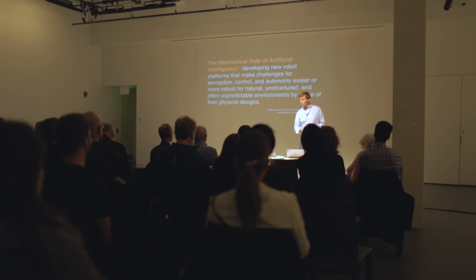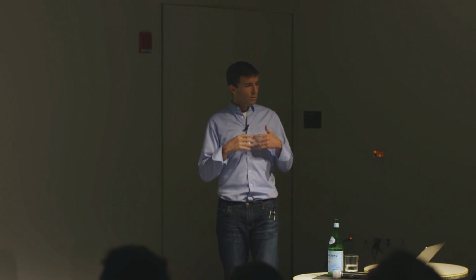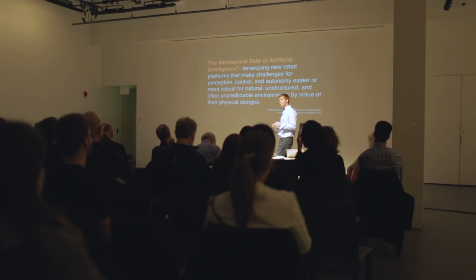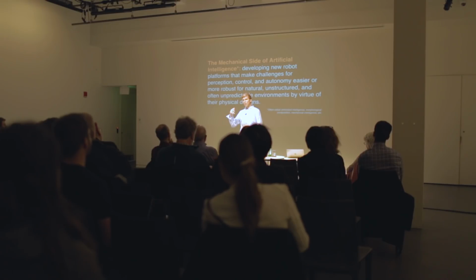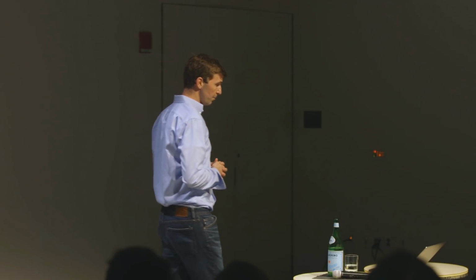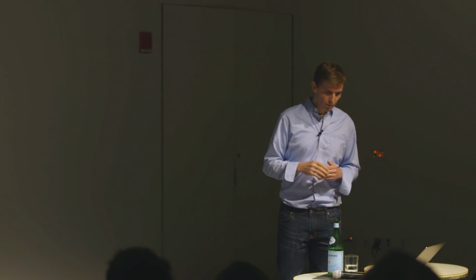So in my lab, we do the other side of this, which again, we call the mechanical side of artificial intelligence. To contrast, this is developing new technologies, new robot platforms specifically, which make these questions of perception, autonomy, and control easier by virtue of their mechanical design, their material systems, their manufacturing strategies, et cetera. So we're really thinking about, let's build new robots that can make these higher order AI concepts easier. And so how do we do that? That's what I'm going to talk about for the rest of this discussion.